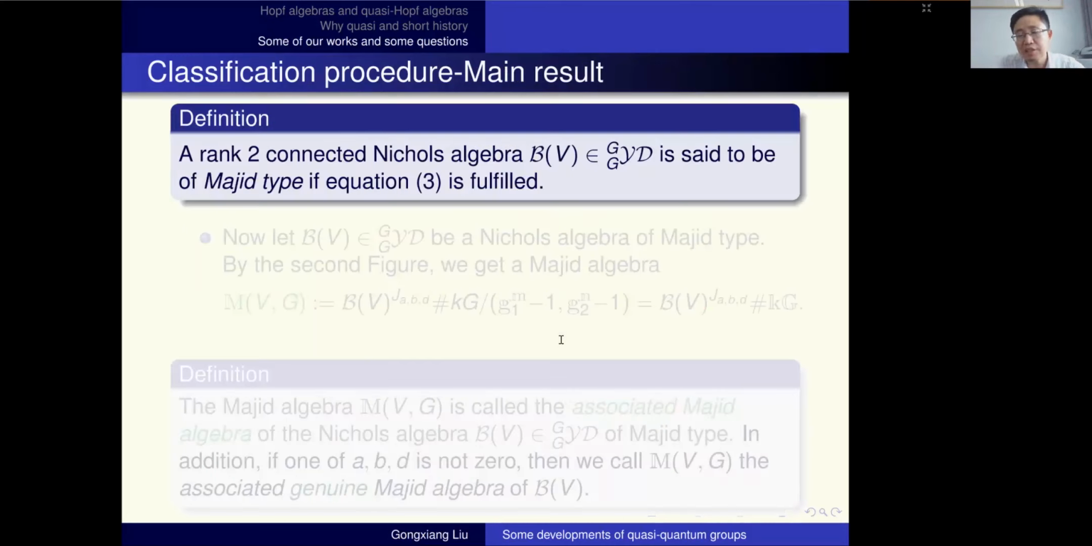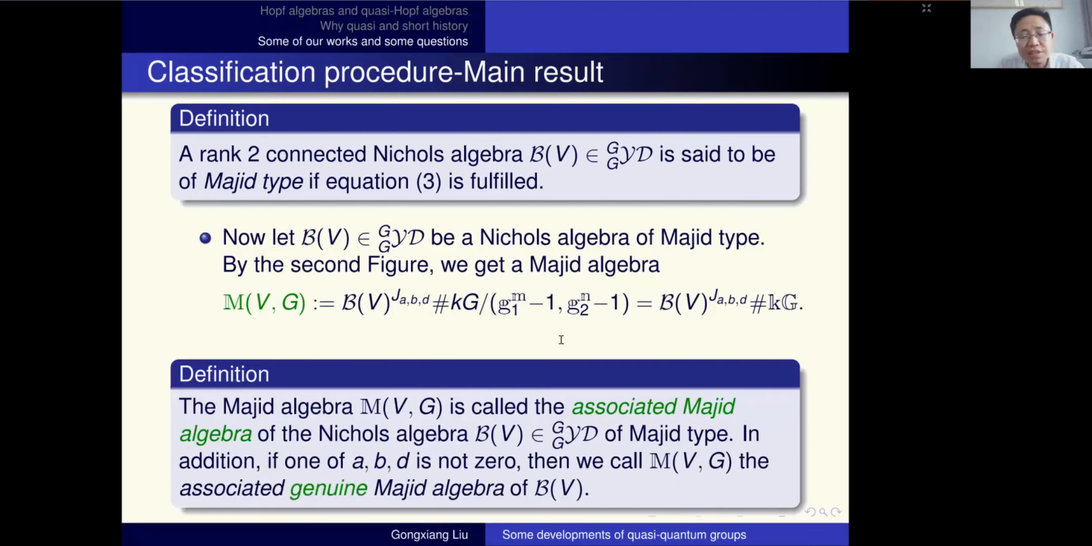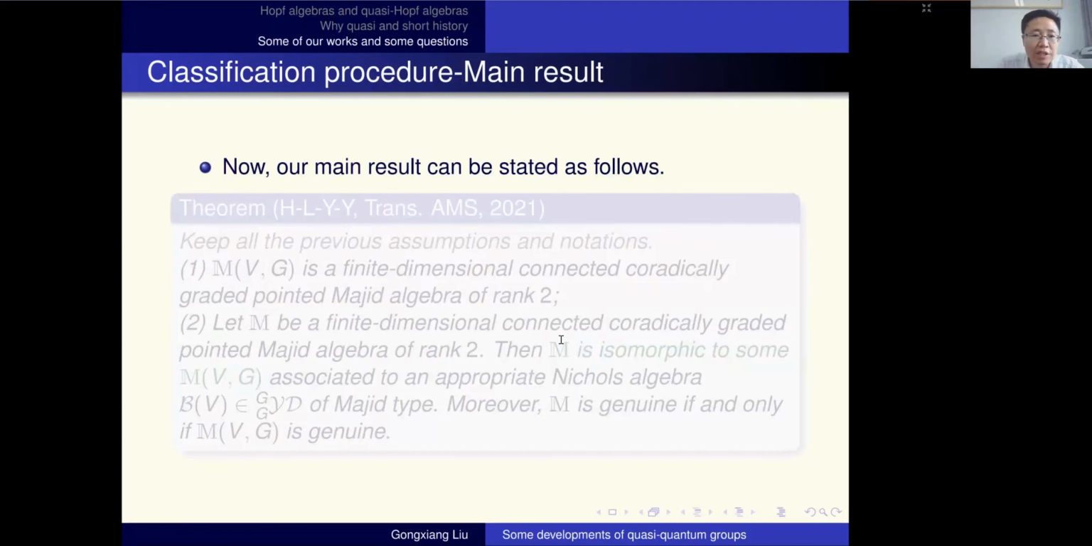So next, just some technical terminologies. We say a rank 2 Nichols algebra is of major type. Major type means it can construct the original major algebra. So how to construct? We give a way. If you take the major type BV, through this way you can construct the original major algebra. This MVG is essential: all of the rank 2 major algebras. So we can list our last theorem.